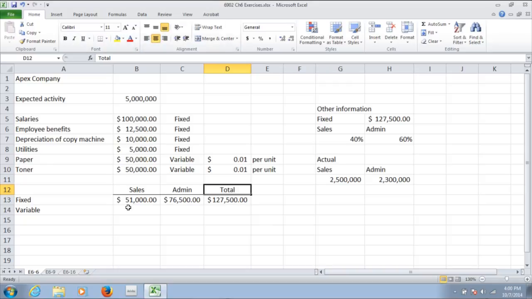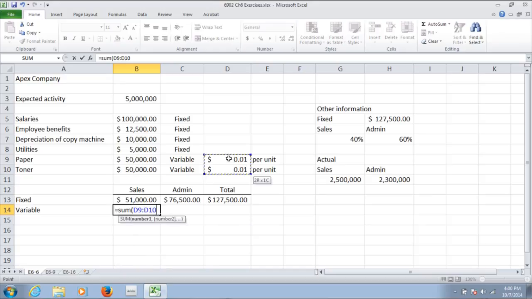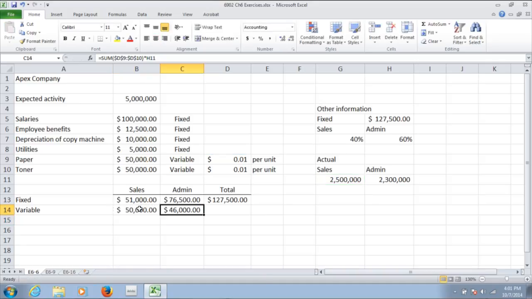For the variable costs, then we add up the per unit variable cost for paper and toner, and then multiply that by the corresponding amount of copies made. So here we have 2,500,000, so 2 cents apiece, that would be $50,000. We put that in dollar formatting, and then we would want to keep the per unit amounts the same, and copy this over, and we'd see slightly less than that for admin.